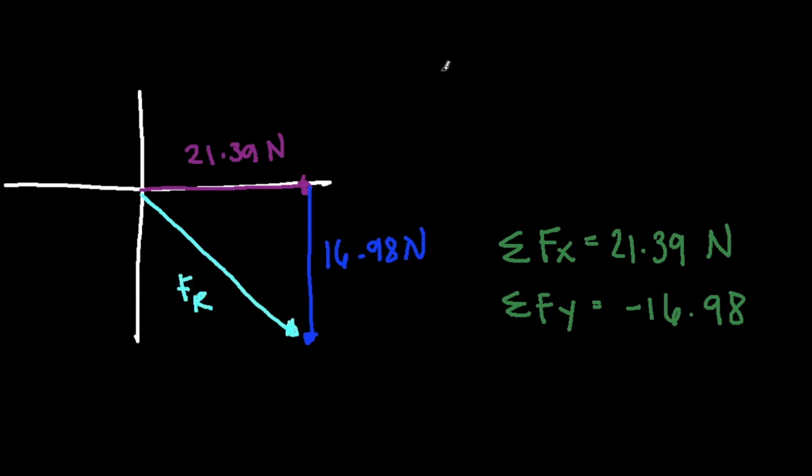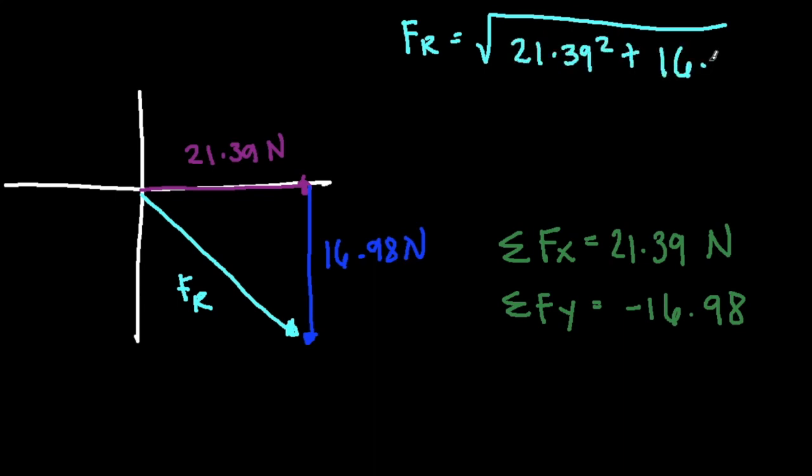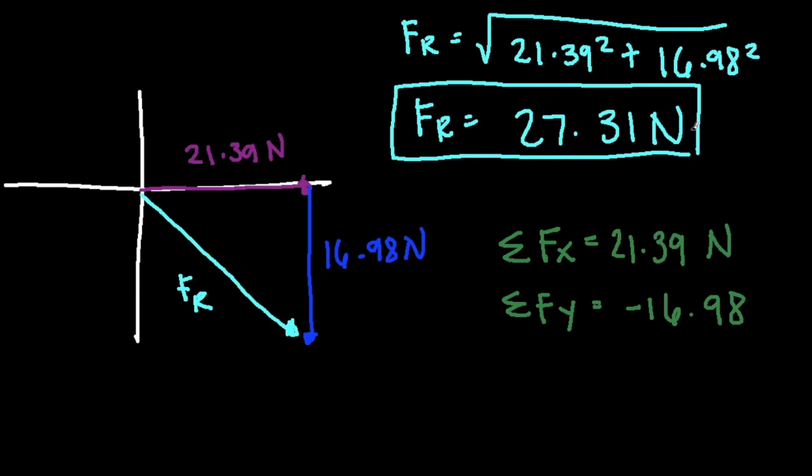F of r. In order to find F of r, let's use the Pythagorean formula, which is 21.39 squared plus 16.98 squared. So let's try to see what the answer will be. See, that rhymed. 21.39 squared plus 16.98 squared. We have F of r is 27.31 newtons. So this is our resultant.